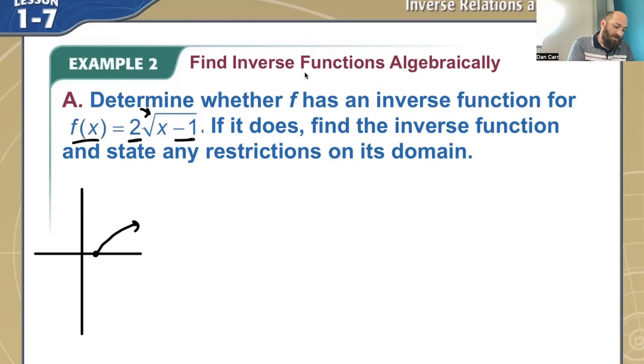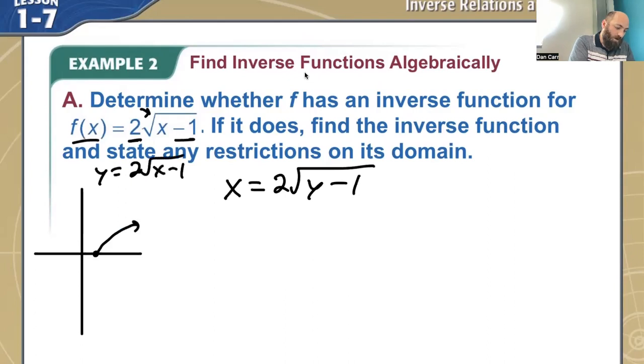So since it does, we're going to go ahead and do the swap on that. So instead of f of x, I'm going to change it to a y. But then what I'm really going to do is make that x now equal to 2 times the square root of y minus 1. Okay, so remember, this is what I did here. I did y equals 2 times the square root of x minus 1, and then I swap out the x and y's.